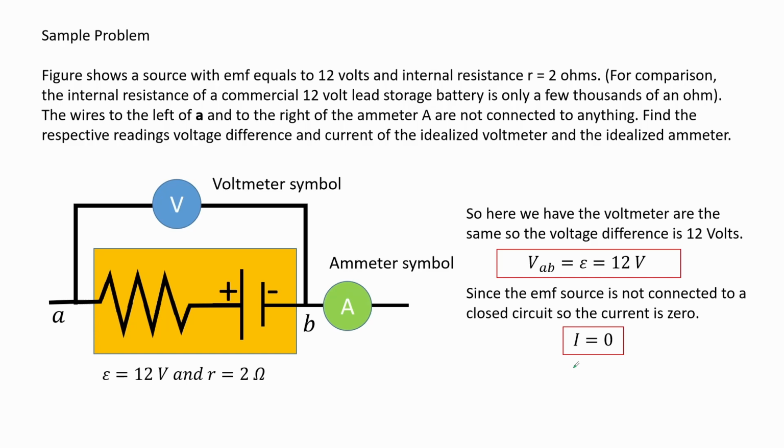Here we have a figure showing a source with EMF equal to 12 volts and internal resistance r equal to 2 ohms. For comparison, the internal resistance of a commercial 12-volt lead storage battery is only a few thousandths of an ohm. The wires to the left and to the right of the ammeter are not connected to anything. Find the respective readings, voltage difference and current, of the idealized voltmeter and the idealized ammeter.